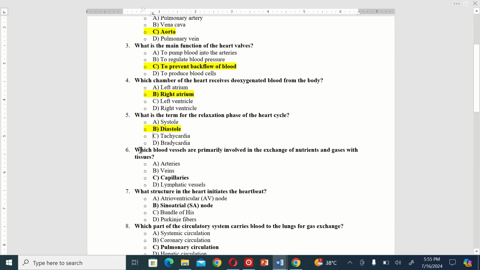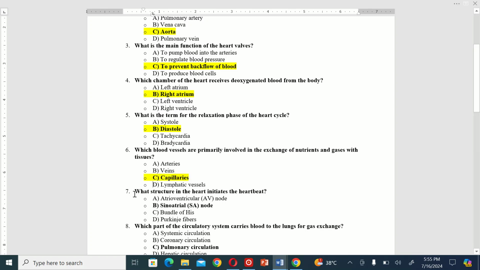The next MCQ is: which blood vessels are primarily involved in the exchange of nutrients and gas with tissues? A. Arteries, B. Veins, C. Capillaries, D. Lymphatic vessels. So the correct option is capillaries. C is the correct option.